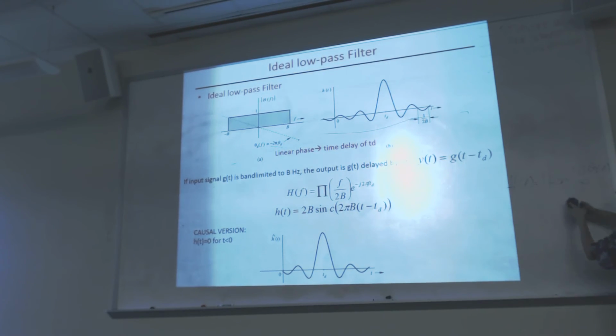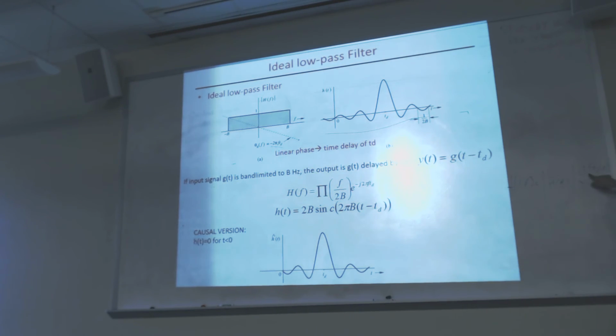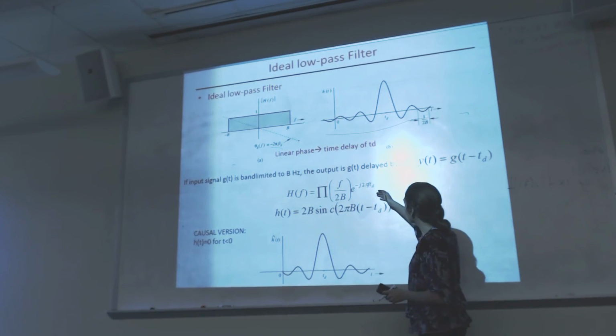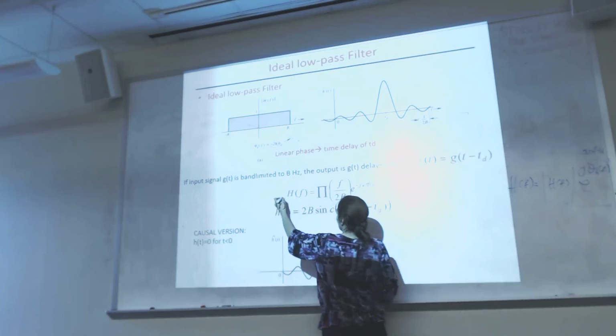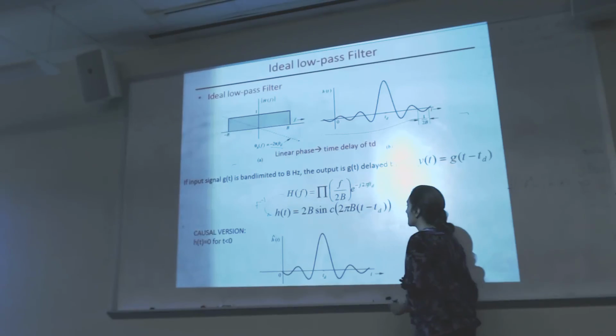So now the magnitude is given to me with this pulse, and the phase is given to me as minus 2 pi t. So I put all of them together. This is my H of f. Now, if you are interested to see what H of t is, then do the inverse. So go to the table.